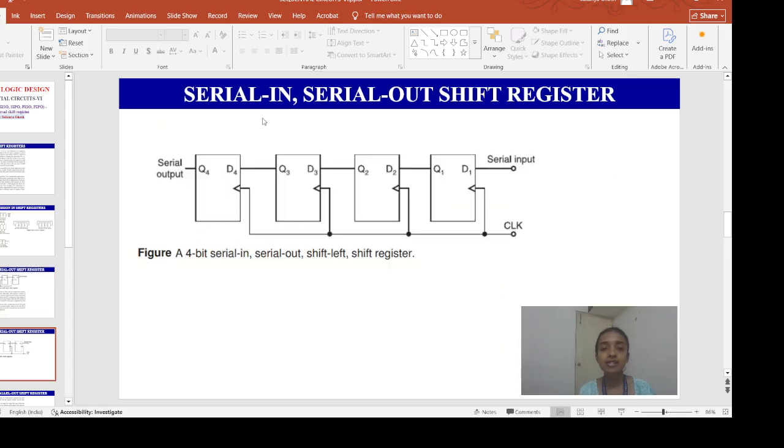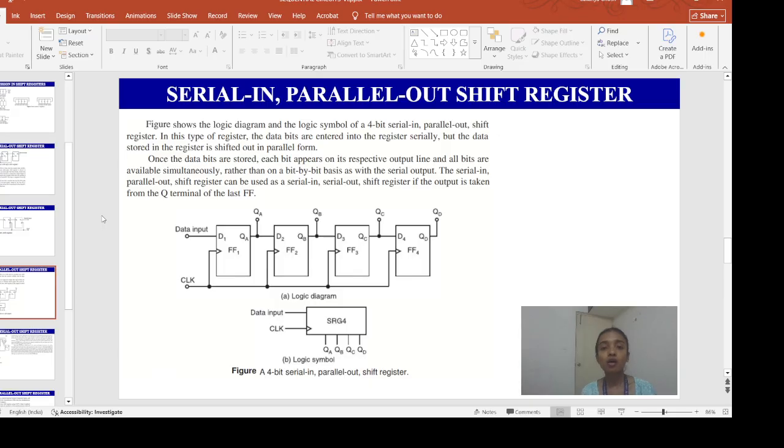Next, you can see this is a serial in, serial out shift register. It is a left shift register. From the last flip-flop you are giving the serial input, and all the flip-flops are clocked simultaneously with the positive going edge of the clock pulse. So here the data is getting shifted from right to left. Finally, you are taking the final data from this fourth flip-flop. This is the serial output.